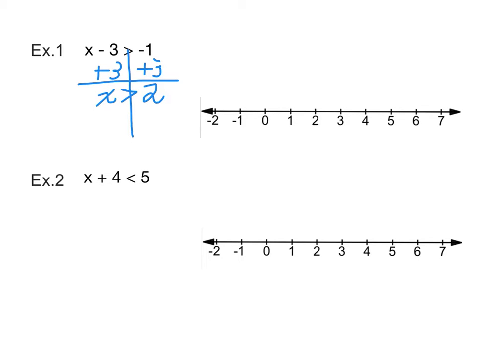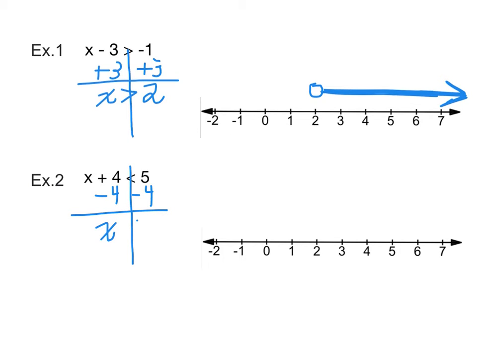Just for practice, let me go ahead and graph that solution. I want an open dot at 2, and then I need to show that everything greater than 2, or to the right of it, is included. For the next example, 4 has been added to x. So in order to get the 4 undone, I want to subtract it. Keeping that same symbol, the less than symbol, I find that x is less than 1. There's no equal sign, so this is going to be an open dot as well, but I want all the numbers that are to the left of 1.